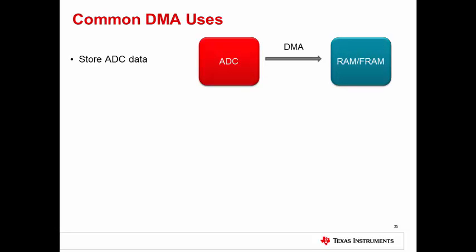DMA can be used for many purposes, but some of the most common uses include capturing data from the ADC. As discussed in previous slides, a timer can trigger the DMA, and if we add the fact that the DMA can store the result, then we can have periodic ADC conversions which are triggered and stored automatically without any CPU intervention at all.